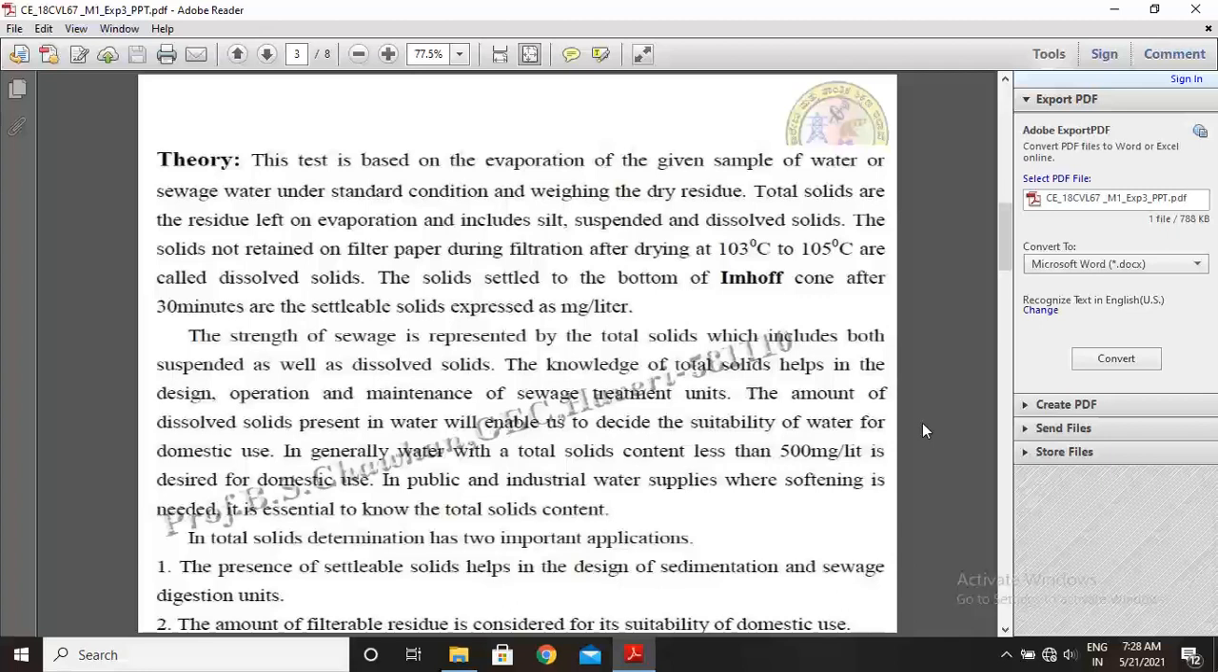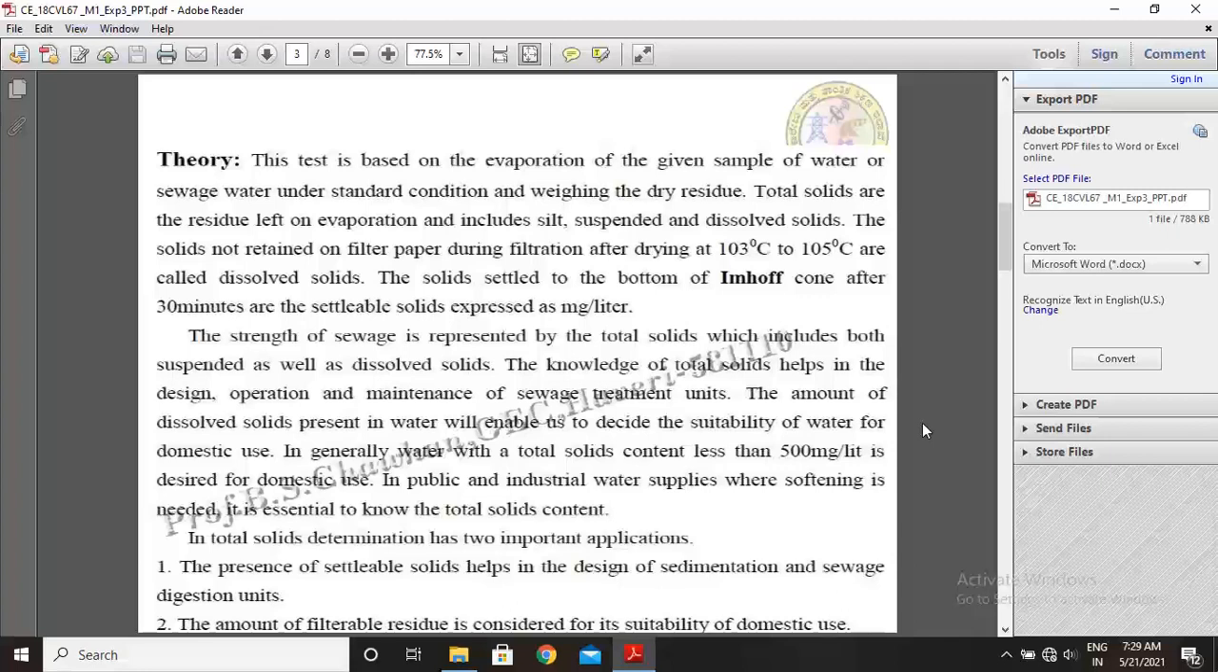The amount of dissolved solids present in water will enable us to decide the suitability of water for domestic use. Generally, water with a total solids content less than 500 milligram per liter is designated for domestic use. In public and industrial water supplies where softening is needed, it is essential to know the total solids content.